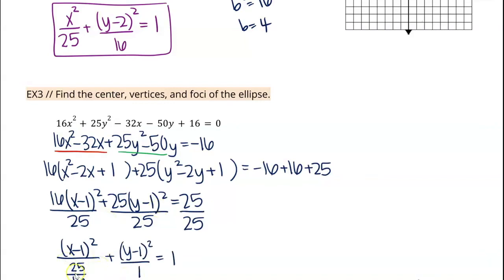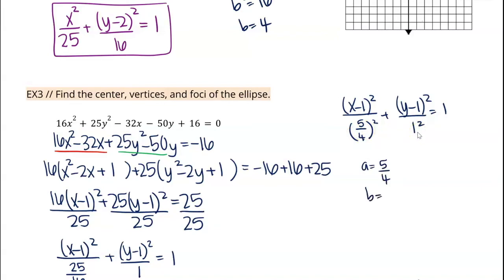So let me rewrite this as a square. So this is x minus 1 squared, and 25 over 16 is just 5/4 squared. And this, of course, is 1 squared is equal to 1. So because 5/4 is bigger than 1, our a value is going to be the 5/4. And our b value will be the 1. The center will be at 1, 1, because those are the two numbers that are being subtracted from x and from y.